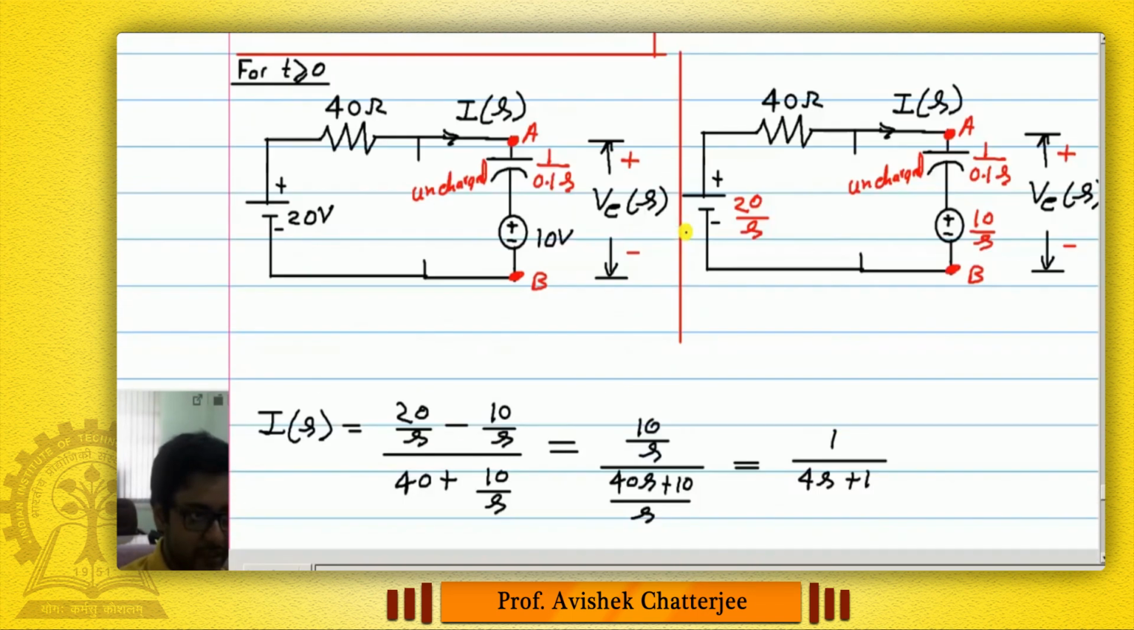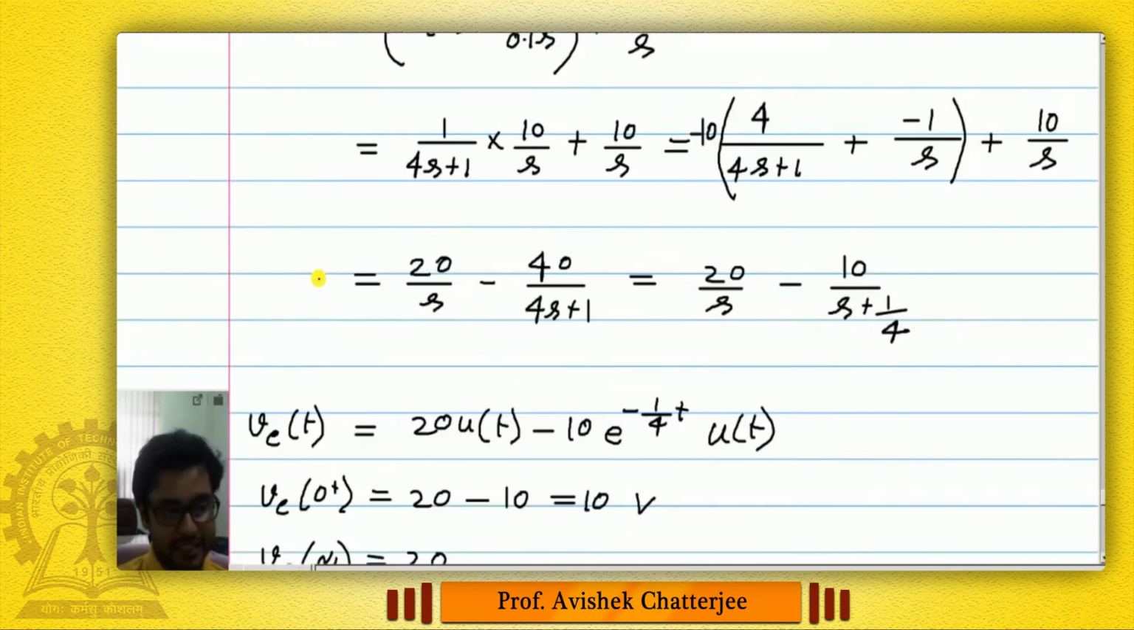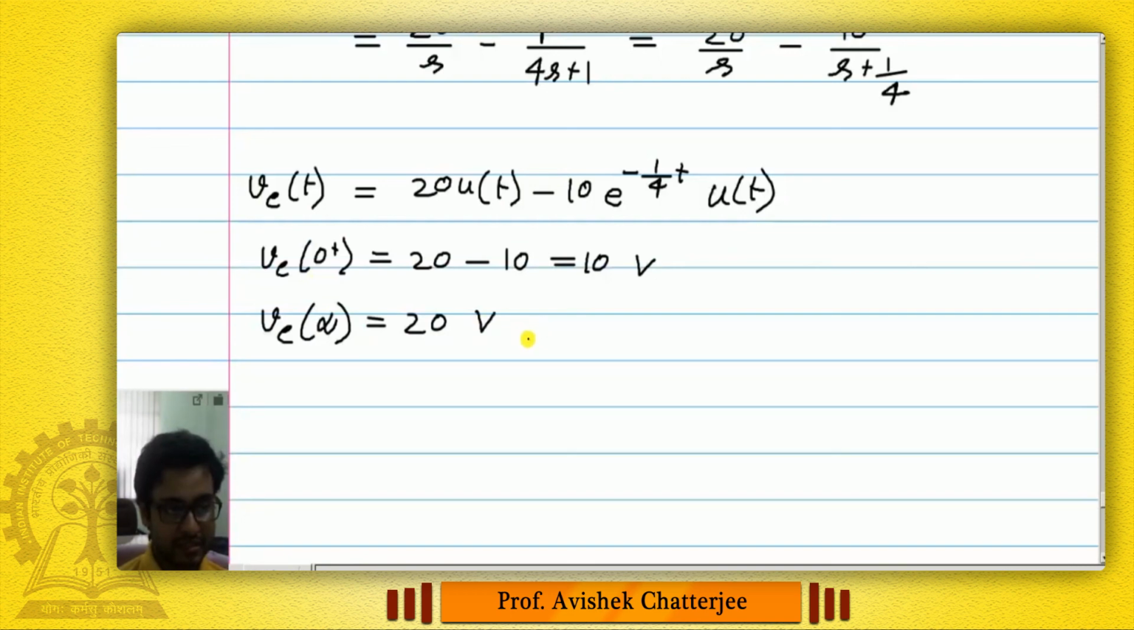Now let me check here in the original circuit. Yeah, if you open this switch, then we have only a battery and a capacitor in series with the resistance. In steady state, the capacitor voltage will be equal to the battery voltage and then no current can flow. So in steady state, capacitor voltage will be same as the battery voltage, 20. So okay, my answer seems correct. Okay, great.